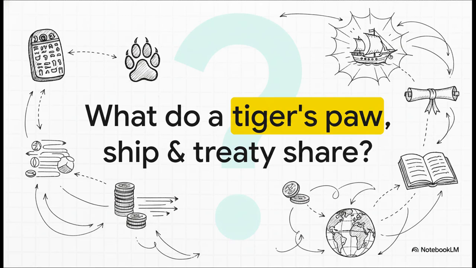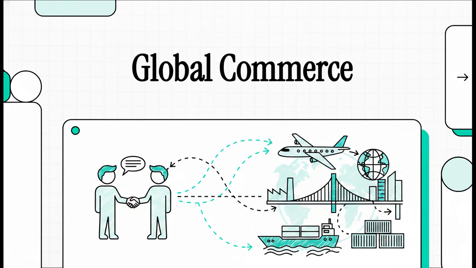Okay, so what do a tiger's paw, a modern cargo ship, and an international treaty have in common? It might sound like the start of a weird riddle, but the answer actually holds the key to how our entire modern world functions. Let's connect the dots between ancient curious artifacts and the massive invisible webs that govern literally everything we buy today. Welcome to our explainer on the architecture of global commerce.